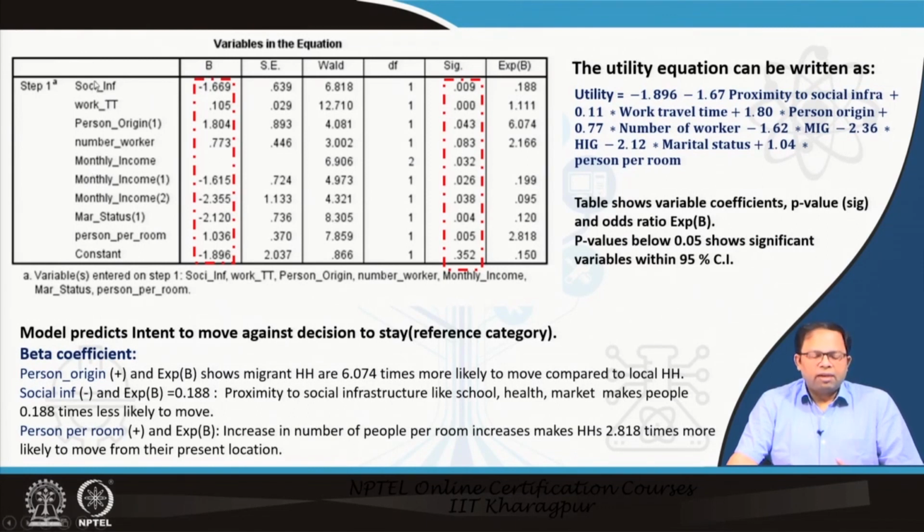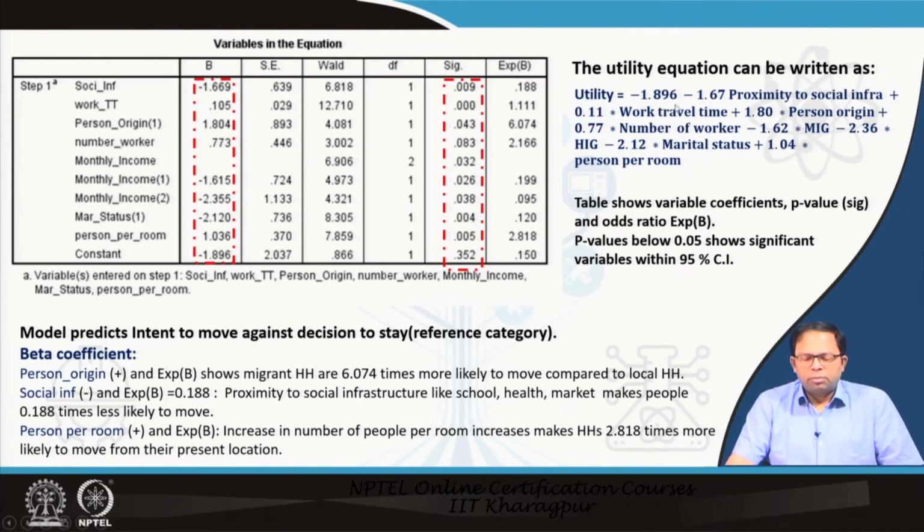So if I have a database which has this particular data, then using a utility equation, I can develop a utility equation based on this result, and based on that I can run a probability. We can calculate the probability of a particular family to move in a future time period. So here is the utility equation.